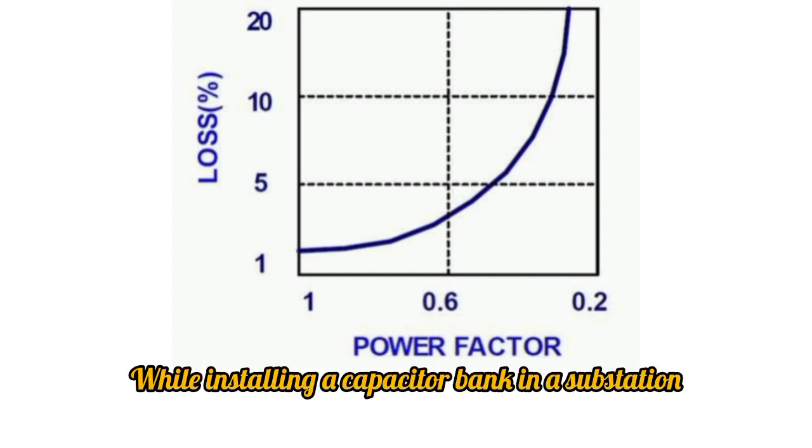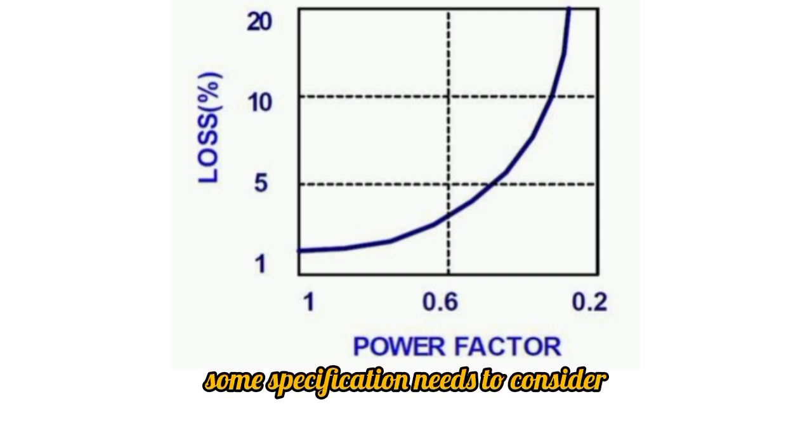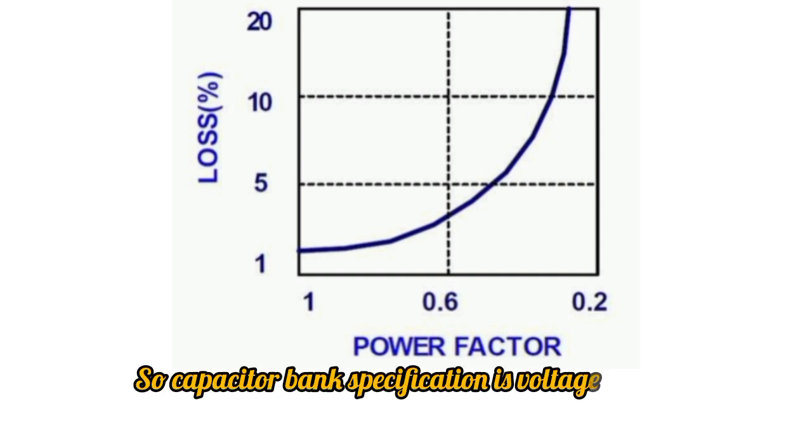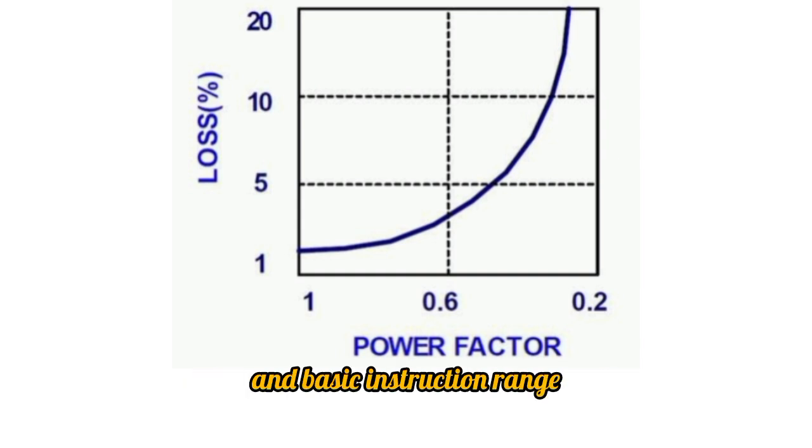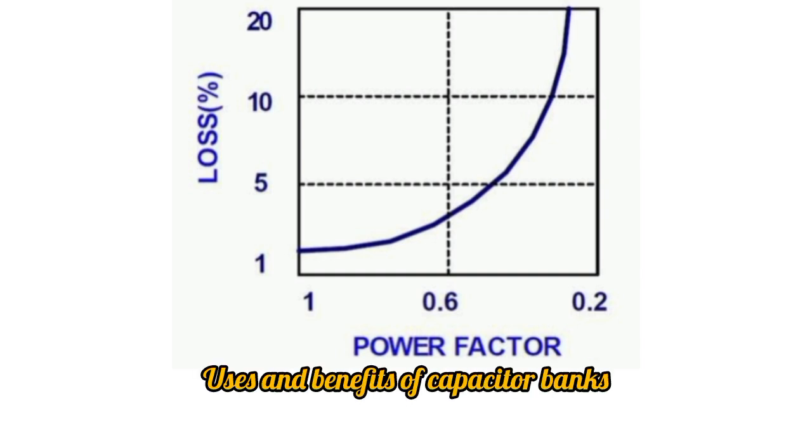While installing a capacitor bank in a substation, some specifications need to be considered. So capacitor bank specifications are voltage rating, temperature rating, kVAR rating, and basic insulation level range. Uses and benefits of capacitor banks.